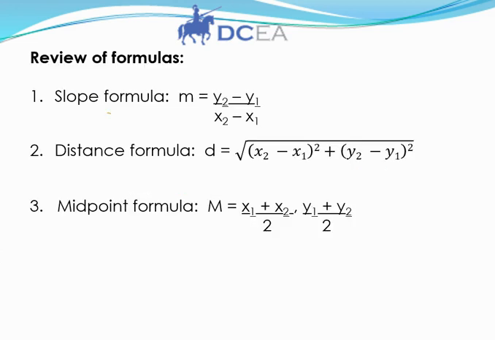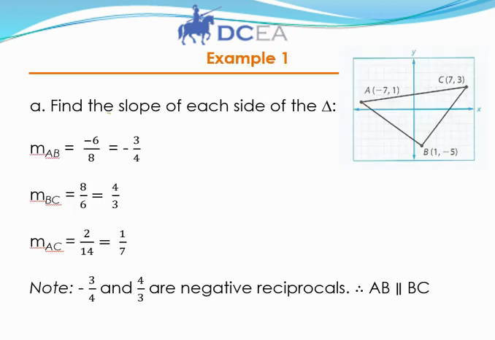Here are the three formulas that you'll use in this lesson. These are the same formulas we had in Chapter 3: your slope formula, distance formula, and midpoint formula. Probably a good idea to have these written on a piece of paper so you can use them as you're going along. Let's look at example 1. Example 1 is on page 193.